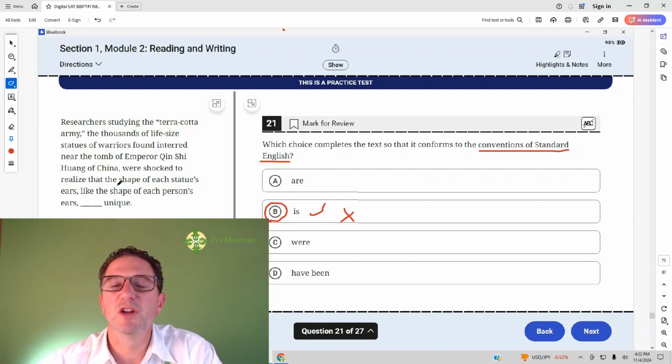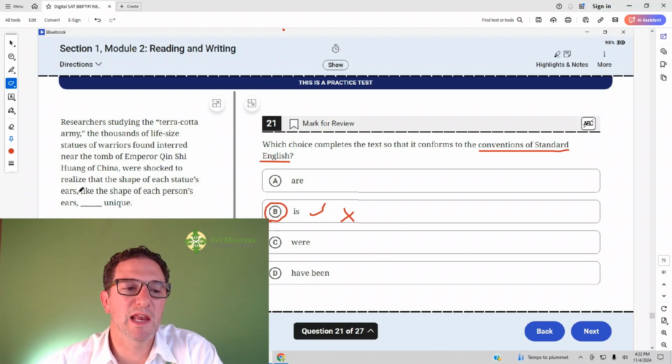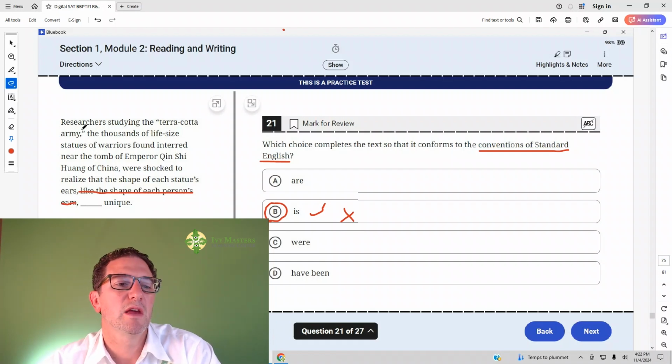So two things are going on here. Number one, you've got a phrase between matching punctuation that could be taken out. Like the shape of each person's ears, you can take that out and still have an independent clause. I'm going to read it over without that. Researchers studying the terra-cotta army, the thousands of life-size statues of warriors found interred near the tomb of Emperor Qin Shi Huang of China, were shocked to realize that the shape of each statue's ears is unique.